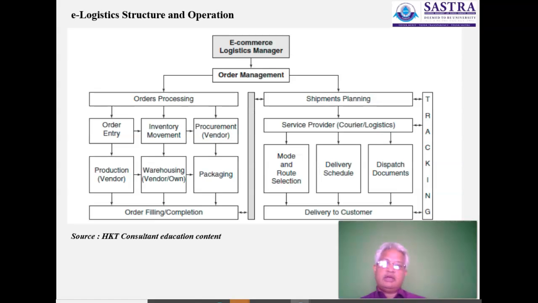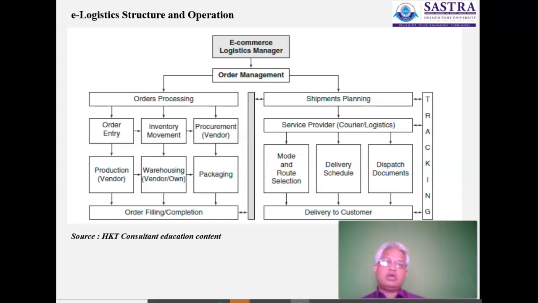Now let's understand the structure in the operations of e-logistics. Well, all of these operations, once again, I remind you, are backend. The figure that is in front of you is divided into two parts, left hand side and right hand side. So let's go through it.